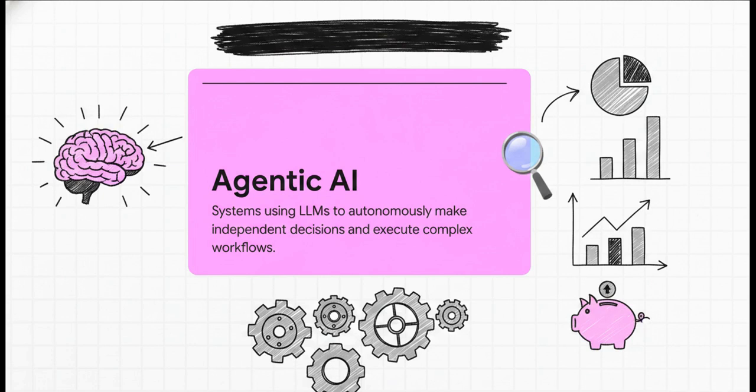Think back to Mary for a second. Prescriptive analytics told her what she should do. Well, agentic AI will actually execute the marketing campaign for her, monitor the real-time results, and adjust the budget across all channels instantly without any human intervention at all.